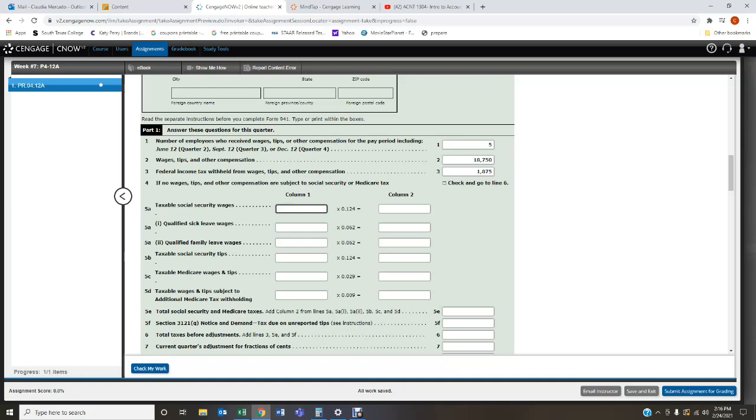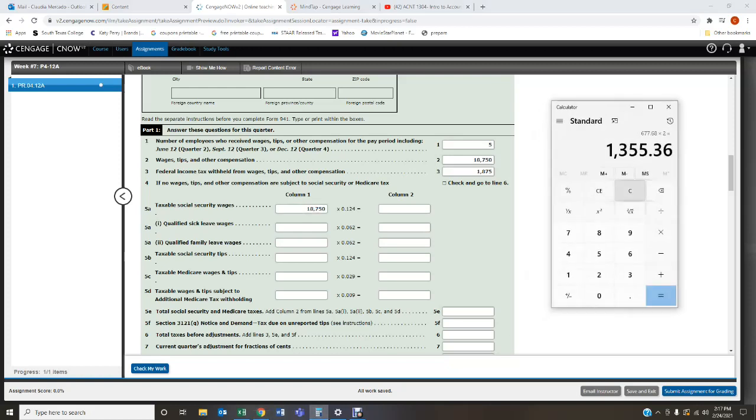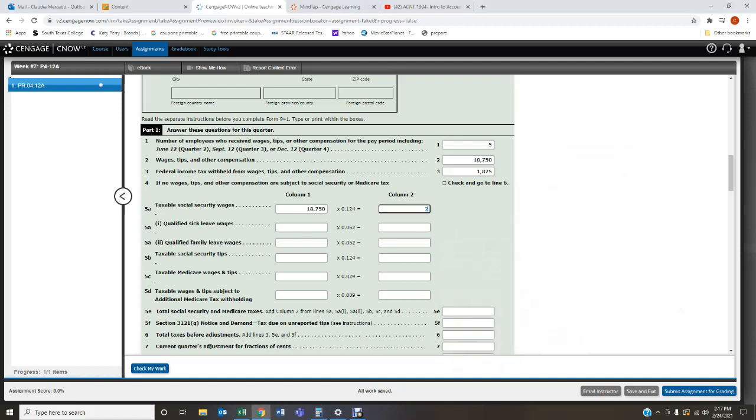Okay. We move down to line 5A. It says taxable Social Security wages. What were my wages? Your wages were $18,750. Okay. Let me get my calculator out. I'm going to get my $18,750 and I'm going to multiply by 0.124. That gives me $2,325. Okay, I'm going to enter that right there.